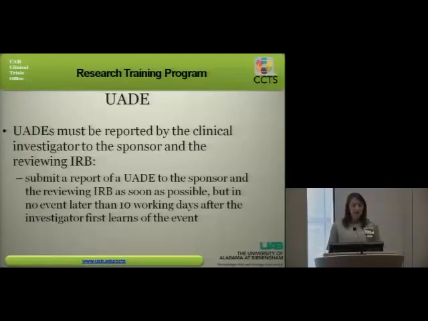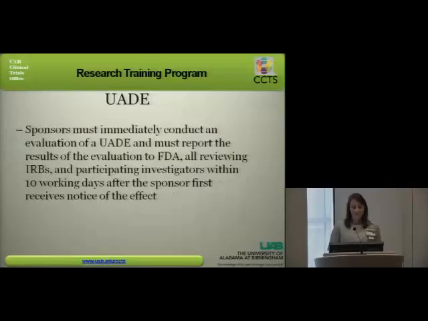So, a UADE must be reported to the clinical investigator, to the sponsor, and the reviewing IRB. You want to submit a report of the UADE to the sponsor and the reviewing IRB as soon as possible, but in no event any later than 10 working days after the investigator first learns of the event. Sponsors must immediately conduct an evaluation of this event, and they must report the results of the evaluation to the FDA, all reviewing IRBs, and participating investigators within 10 working days after the sponsor first receives notice of the event.